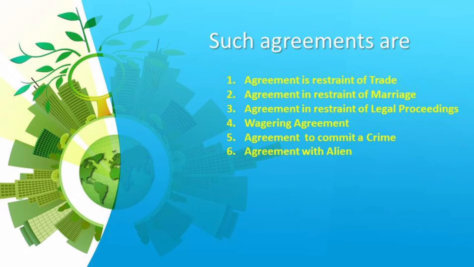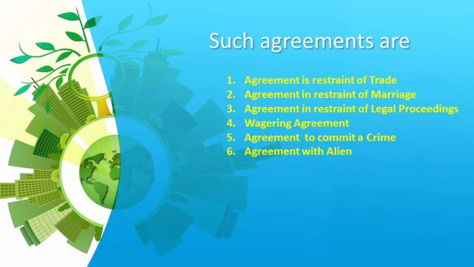Number 5, agreement to commit a crime. An agreement to commit a crime is an illegal contract. An illegal contract is one which is immoral or against the law. An illegal contract is void and it is also a crime under section 120A, criminal conspiracy of the Indian Penal Code. An agreement to commit a crime is not only void but also an offense. However, every void contract is not illegal. Remember.